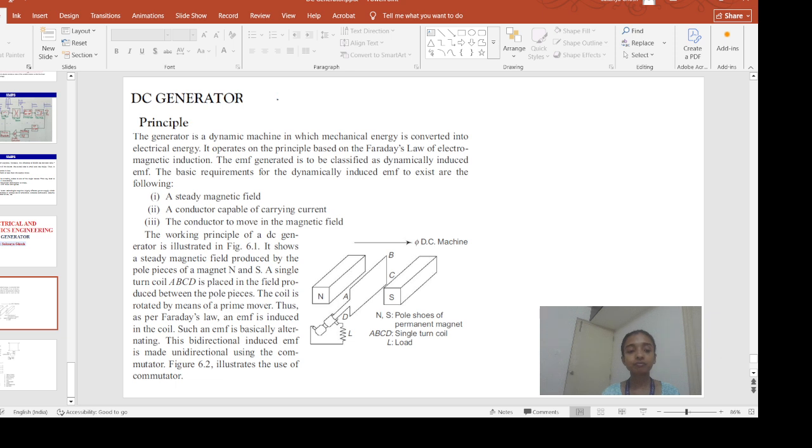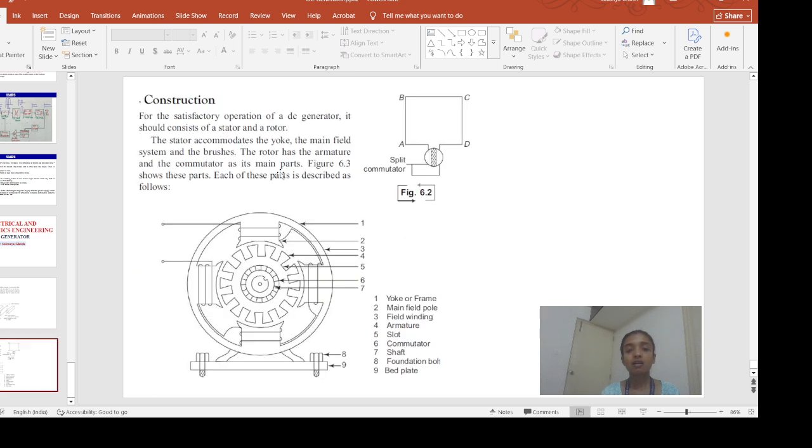One is the stator or the stationary part. This stator basically provides the magnetic field. And the next part is the rotor or the rotating or the moving part. It basically converts the mechanical energy to the electrical energy.